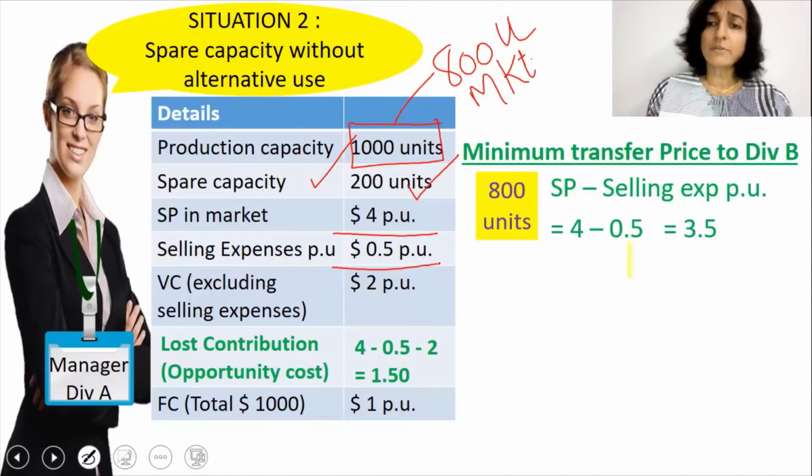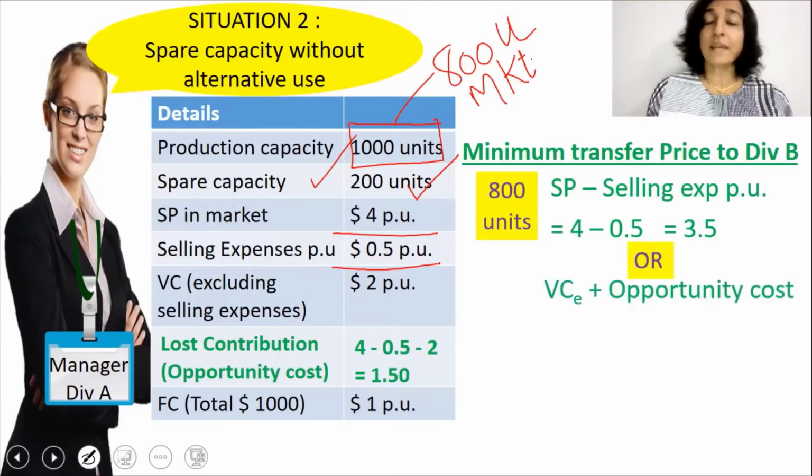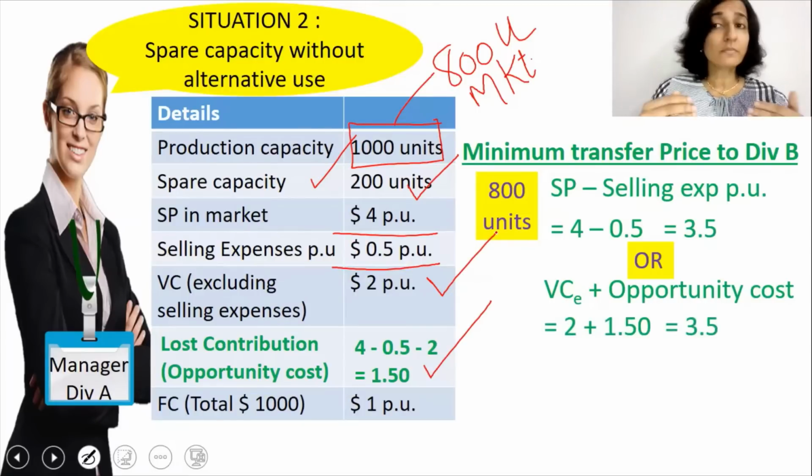Or what was the alternative formula? It's variable cost excluding the selling expenses plus the opportunity cost. And we know that the lost contribution or opportunity cost is $1.5 and variable expenses excluding selling expenses is $2. So it's 2 plus 1.5, or $3.5. This is what you studied in the previous situation.